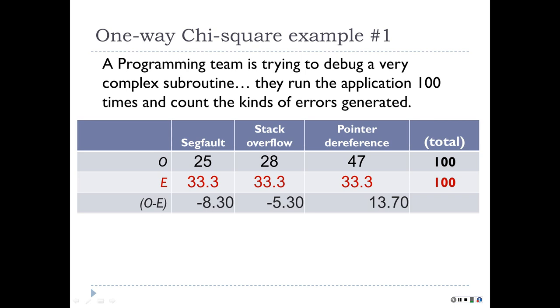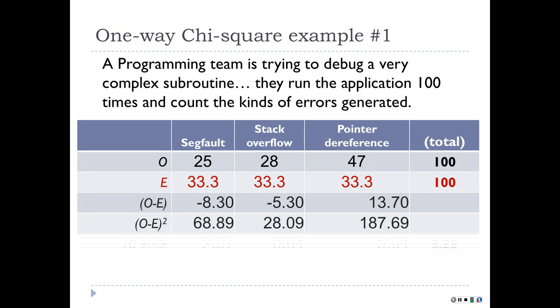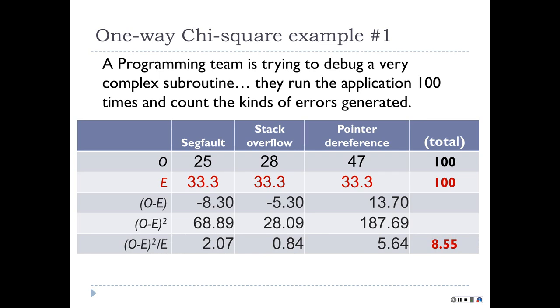So taking this minus this, we get a minus 8.3 for seg fault. That's the deviation from expected. Minus 5.3, so it's 5.3 fewer than we would have expected. And this is 13.7 errors more than we would have expected if the population is that they are truly equal, or equally likely. So we square that, and then we divide it by the expected value. So you've got this squared is this, divided by 33.3 is this, if I did my math correctly. And then you add all these up, and you get 8.55. That's chi-squared. That's the chi-squared observed value.